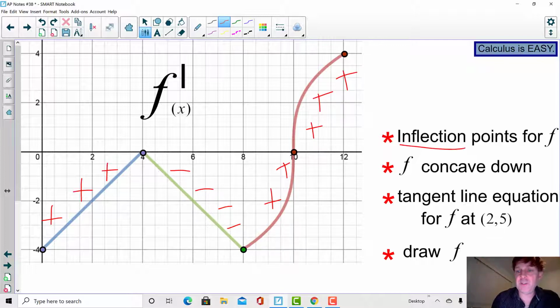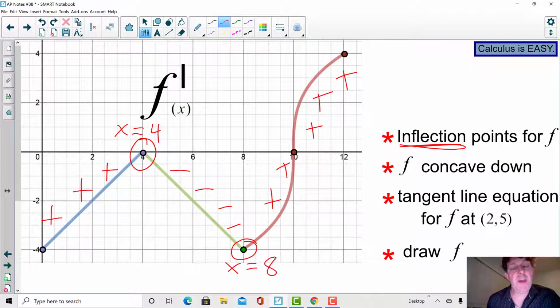In order to have an inflection point, we need our second derivative to change signs. That happens at x equals 4 and x equals 8. But we also need to have a tangent slope at that spot. In this case, we do. The tangent slope when x is 4 is going to be 0. And the tangent slope when x is 8 is going to be -4. So both of those are going to be inflection points. Again, these are just the x values of the inflection point. We can't actually find the y value without the original function.